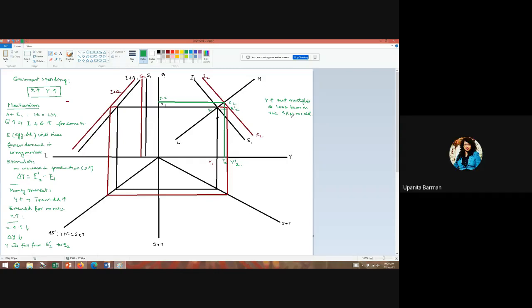So could you explain the money market part once more? See, when your money market MS is equal to KY plus LR. This is the transactions demand, speculative demand. So what will happen if Y increases?